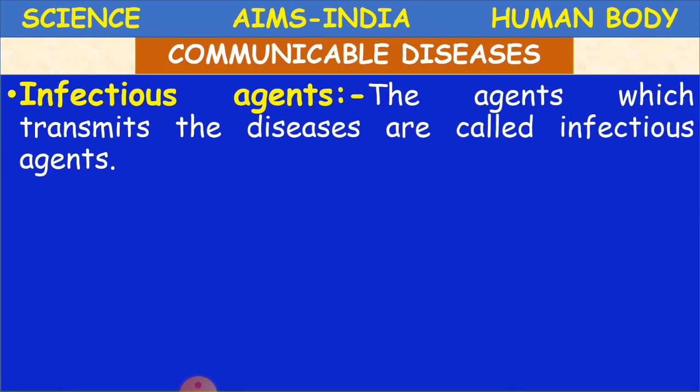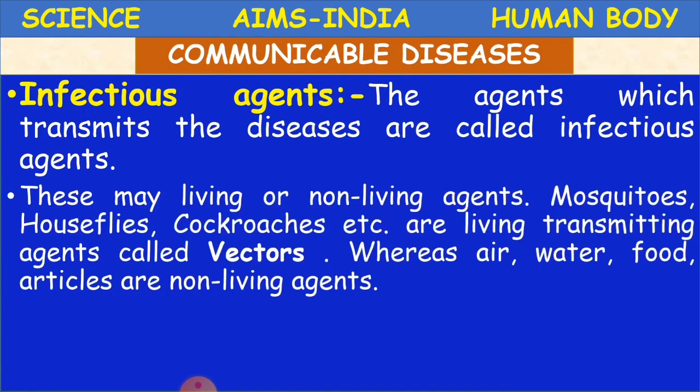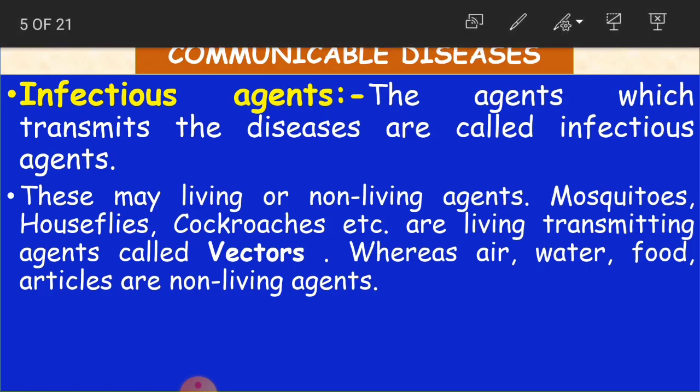Now about infectious agents. The agents which transmit the diseases are called infectious agents. That's what we learned. These may be living or non-living agents. Mosquitoes, houseflies, cockroaches, etc. are living transmitting agents called vectors. So as we said, we have both living and non-living agents.